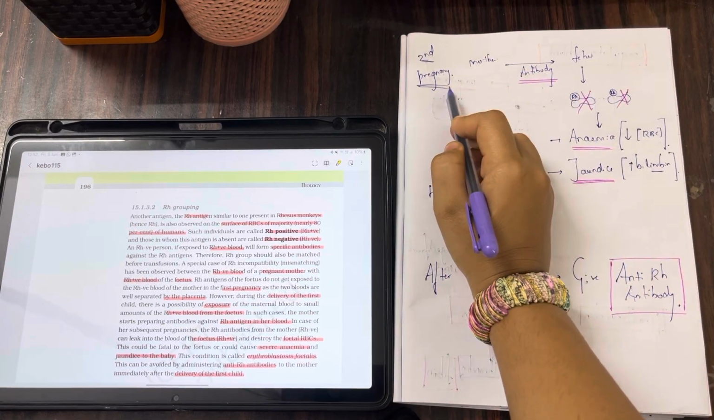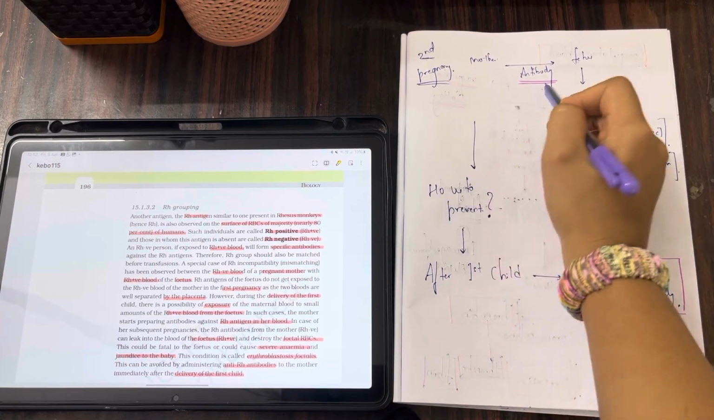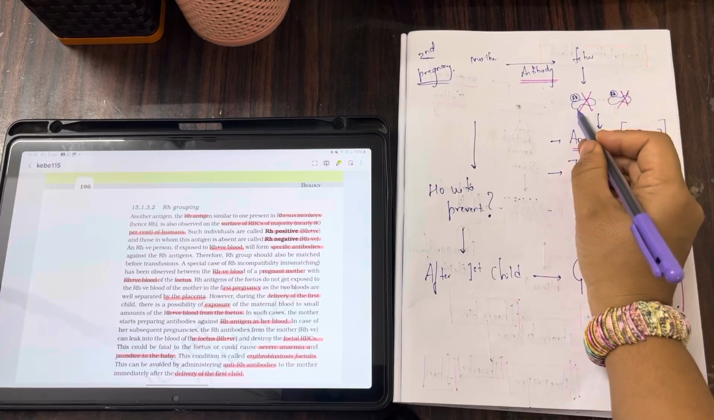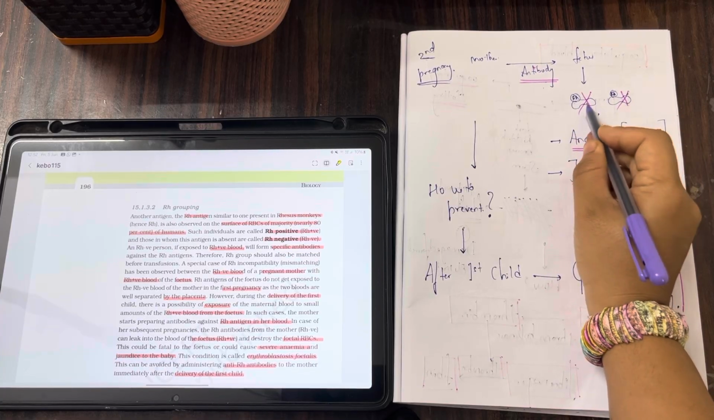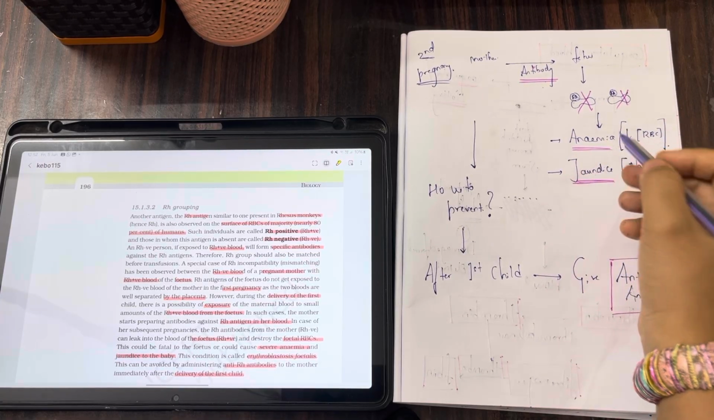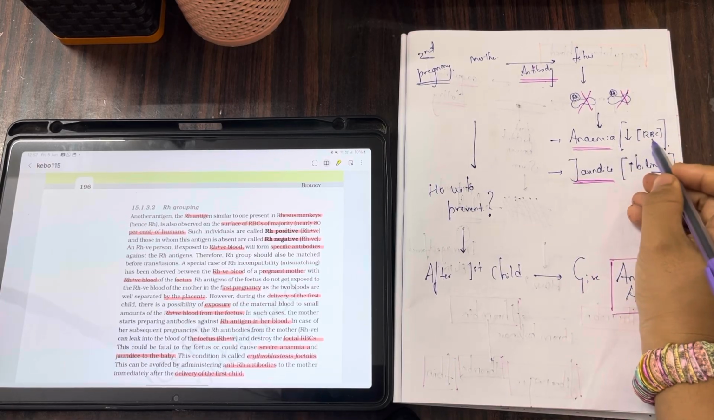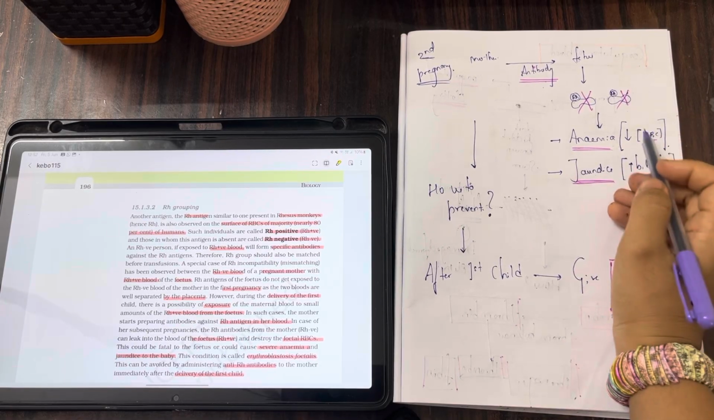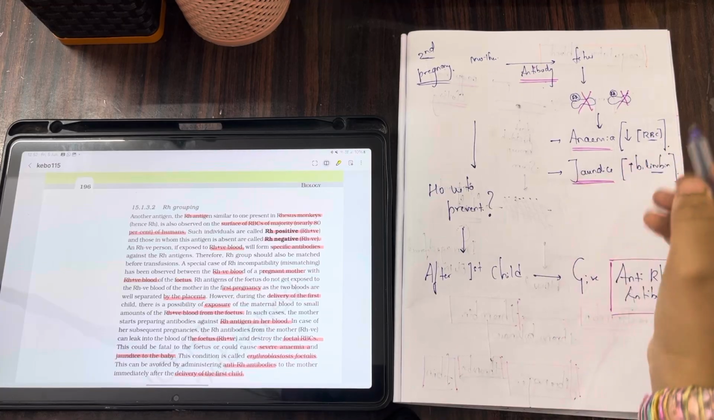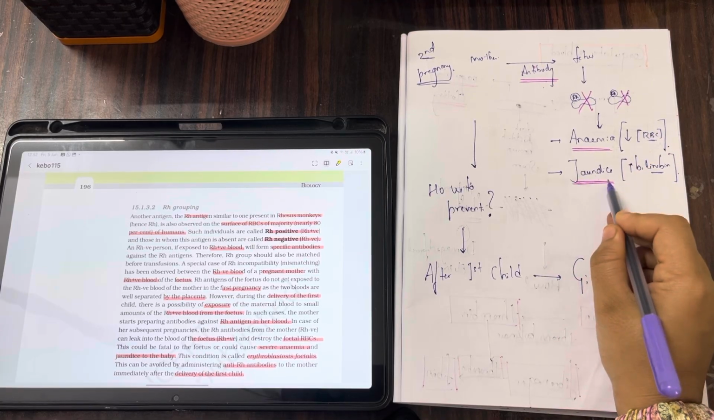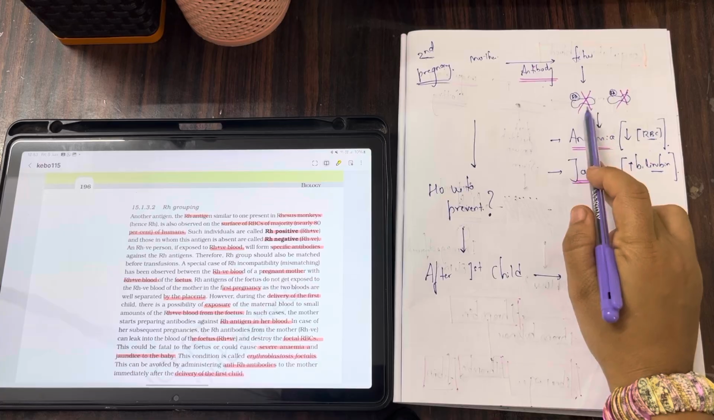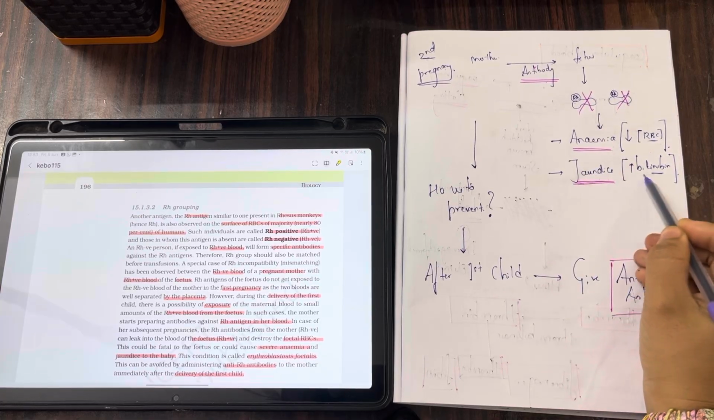Now in the second pregnancy, mother has already produced antibody. Now this will enter the fetus and it will break the RBCs of the fetus. So what will happen in the fetus is there will be anemia, that is nothing but reduction in the RBCs, that will affect the circulation. And what is jaundice? Jaundice is nothing but the breakdown product of the RBCs, that is nothing but increased bilirubin.